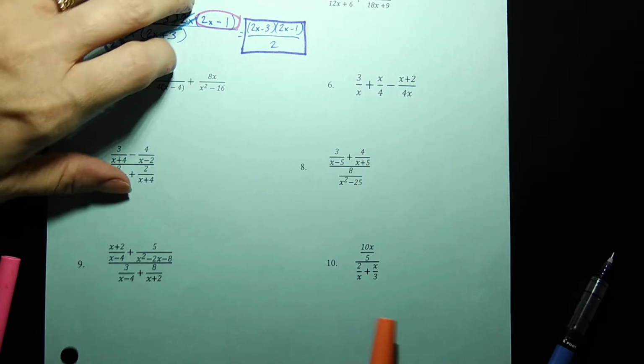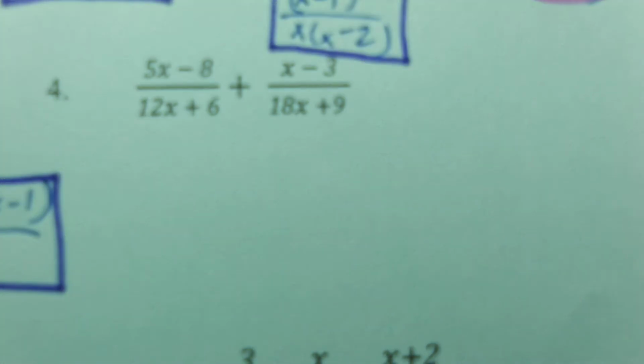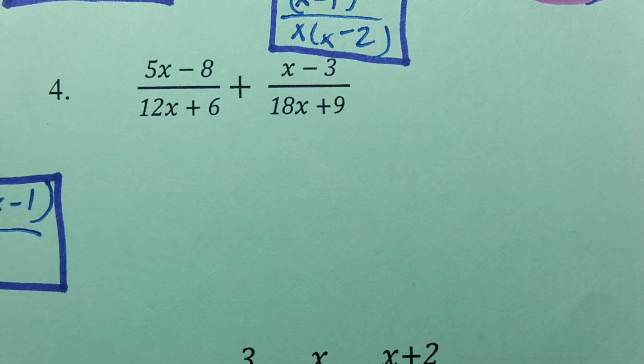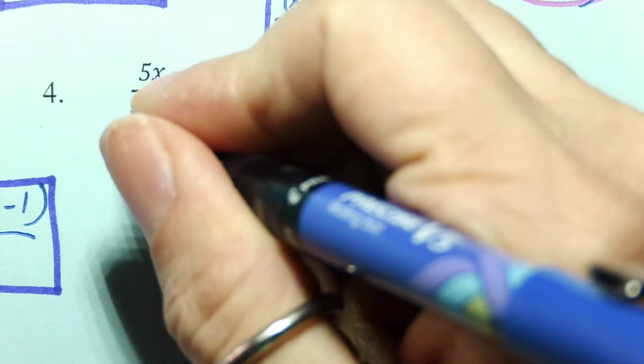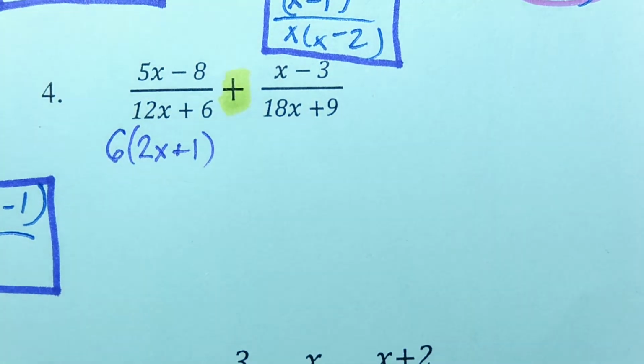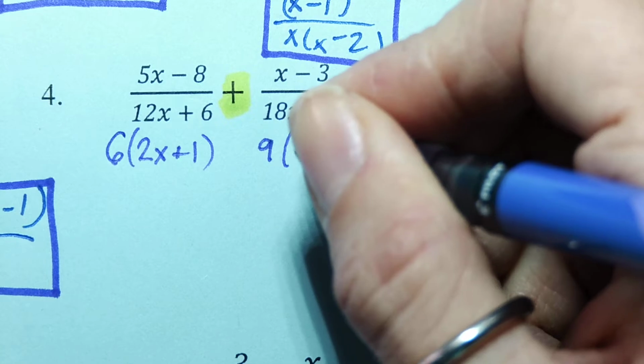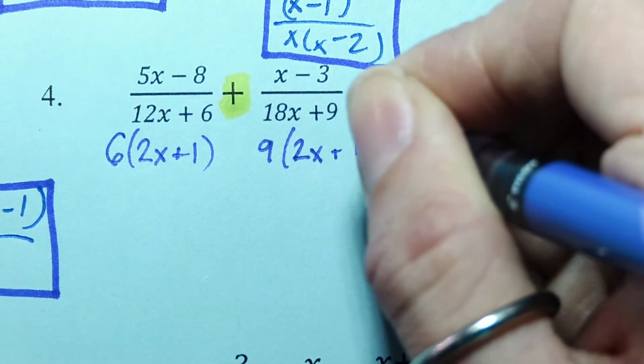But for today, we are going to be doing more of these addition problems. So first we identify our operation. It is addition. And we start by trying to factor those denominators. Can we factor those? We can take a 6 out, which will leave us with 2x plus 1. And then in my second fraction, we can take a 9 out, which will leave me with 2x plus 1.